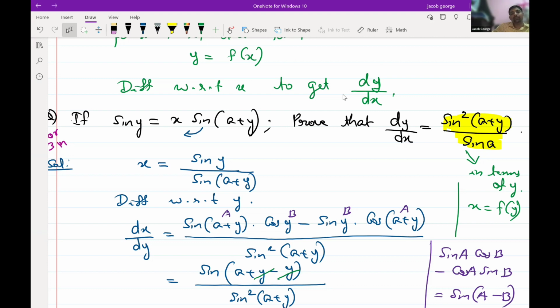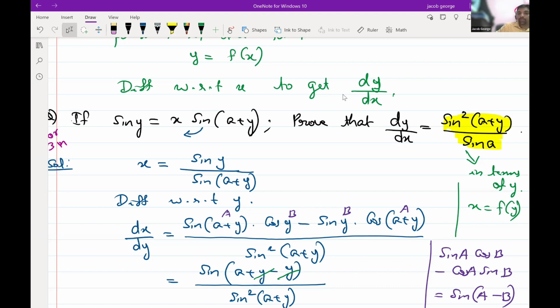Writing x as sine y by sine a plus y. Then differentiate with respect to y. Dx by dy is by quotient rule. That differentiation I have done. Quotient rule everybody knows. So the first step, is it clear? Writing x on one side, and the complete y terms we move to the right hand side, x equal to f of y form. Is it clear, children? That is the first step.